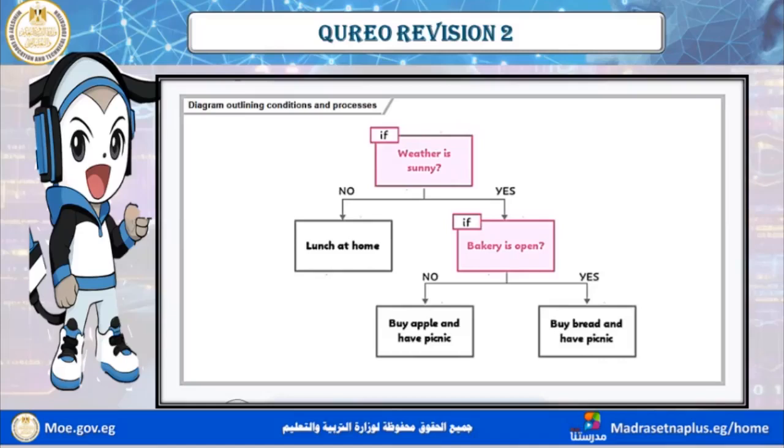لو الكونديشن الأولاني متحققش، احنا أصلا هنتغدى في البيت. لكن لو الويذر sunny هبدأ أشوف بقى عندي اختيارين: البيكري أوبن هشتري عيش وأروح البيكنيك، أو البيكري مقفول فهشتري تفاح وأروح البيكنيك برضو. ليه؟ علشان الويذر sunny، ف it's time for picnic.